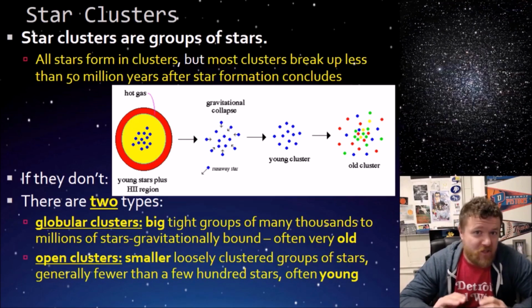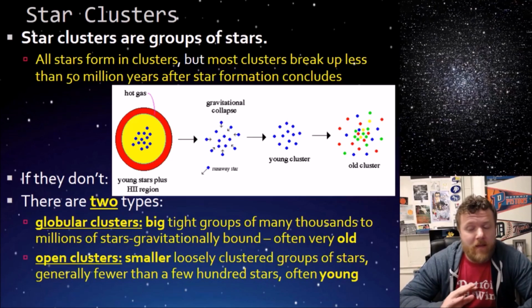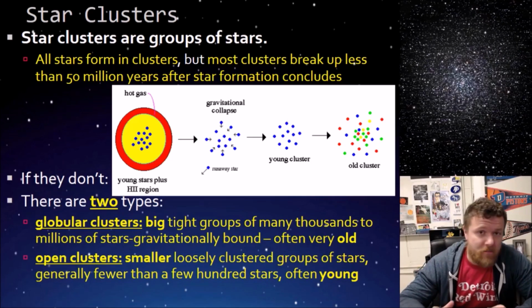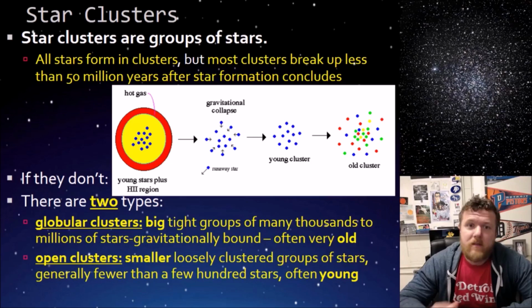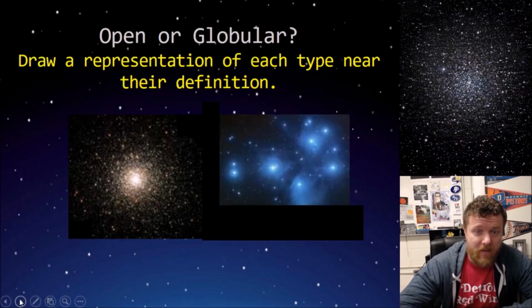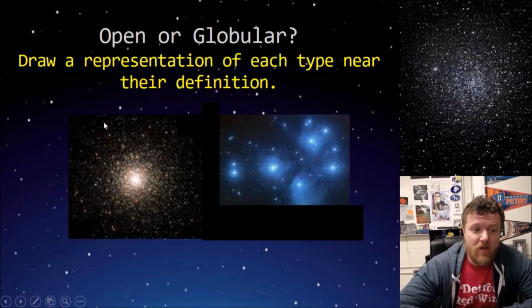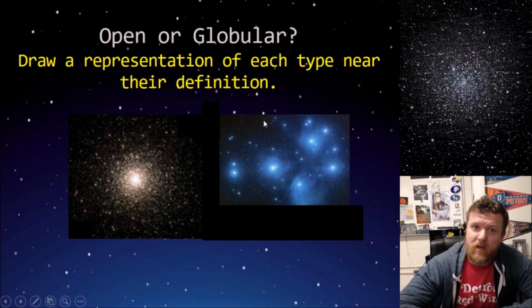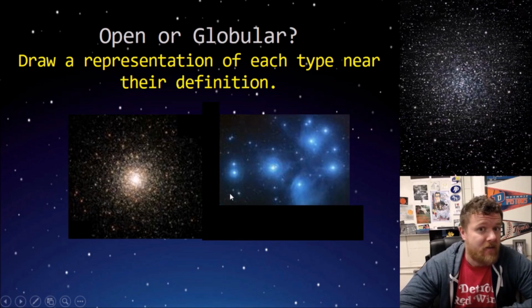An open cluster is much smaller, much younger, and they can be anywhere from a couple dozen up to a couple hundred stars. Take a second and write down the two different types of star clusters in your science journal. If I were to ask you which type of star cluster this is, or which type of star cluster this is, hopefully you'd be able to answer.